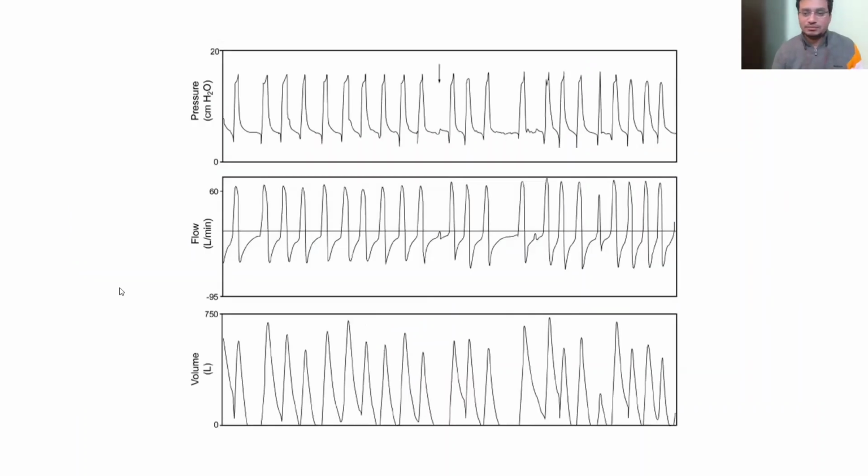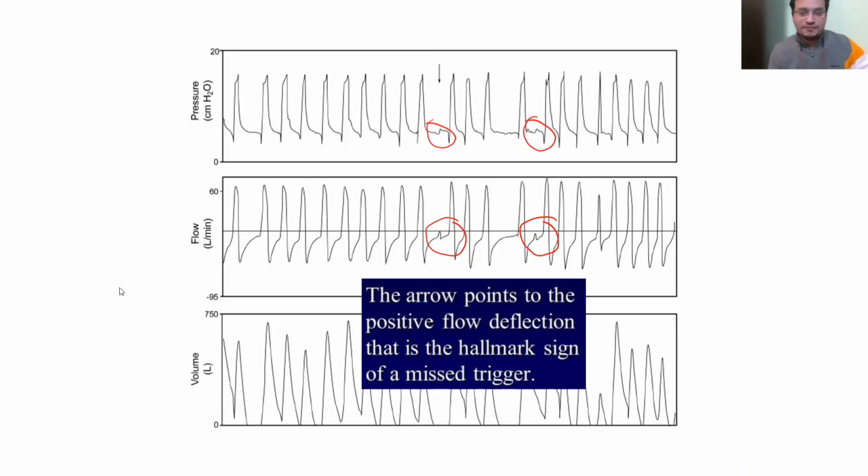Now in this diagram, can you recognize the missed effort? This is a diagram which I have taken from Google images, and look at the flow-time scalars over here. Can you look at the ineffective triggering? Yes, so here, mistriggering, here. A positive flow deflection in the expiratory phase is the hallmark of mistrigger. You should remember this. That's all.